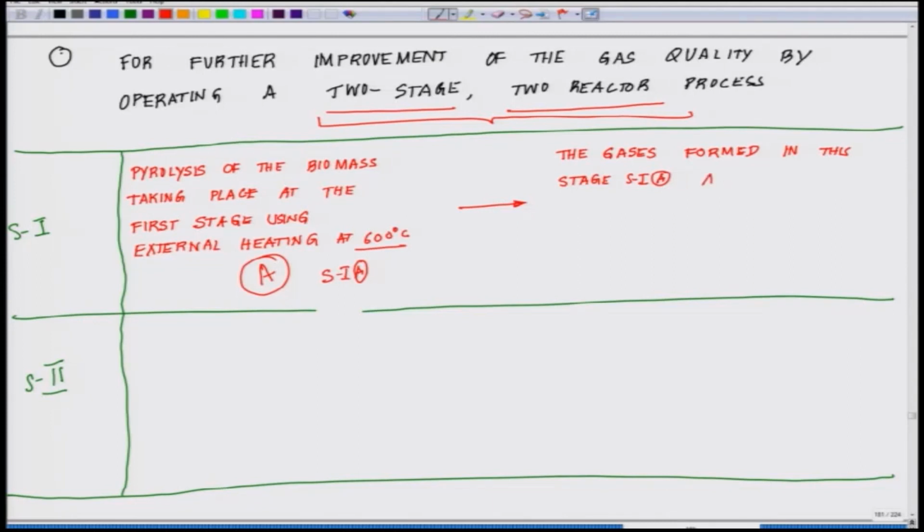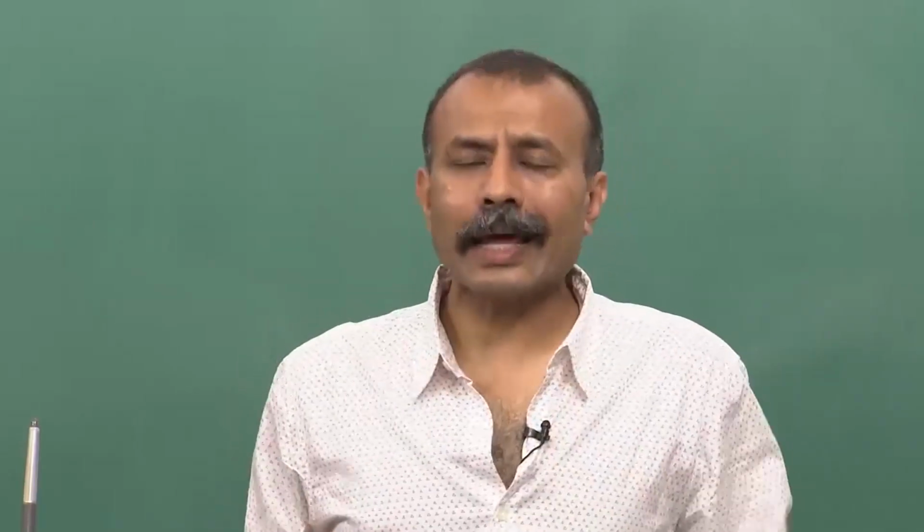The gases in S1A are reacted with steam to crack the tar. As I told you, the tar is a huge problem. So, what you are doing is cracking the tar. So, what you did, you took the raw material, externally you pyrolyzed it, lack of oxygen.